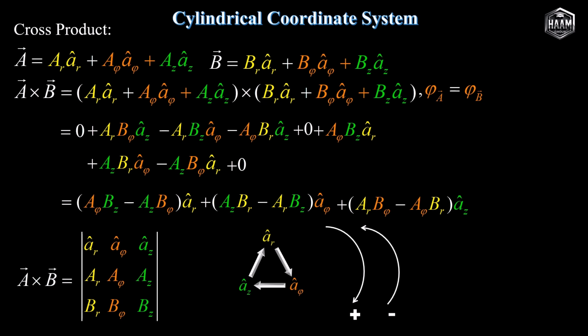Conversely, proceeding in the counterclockwise direction yields a negative sign. The right-hand cycle relationship serves as a convenient memory aid to perform the cross product alongside the determinant method to obtain the expanded vector expression.